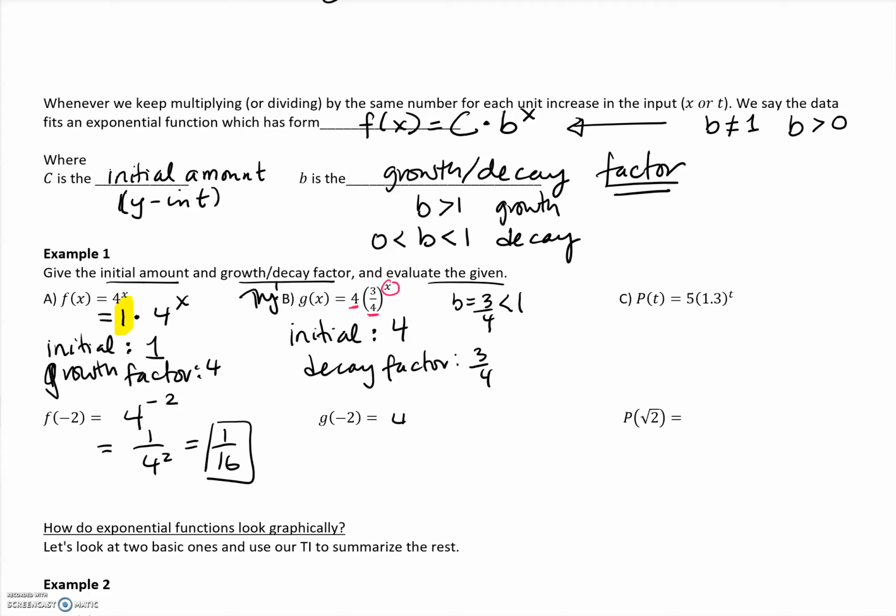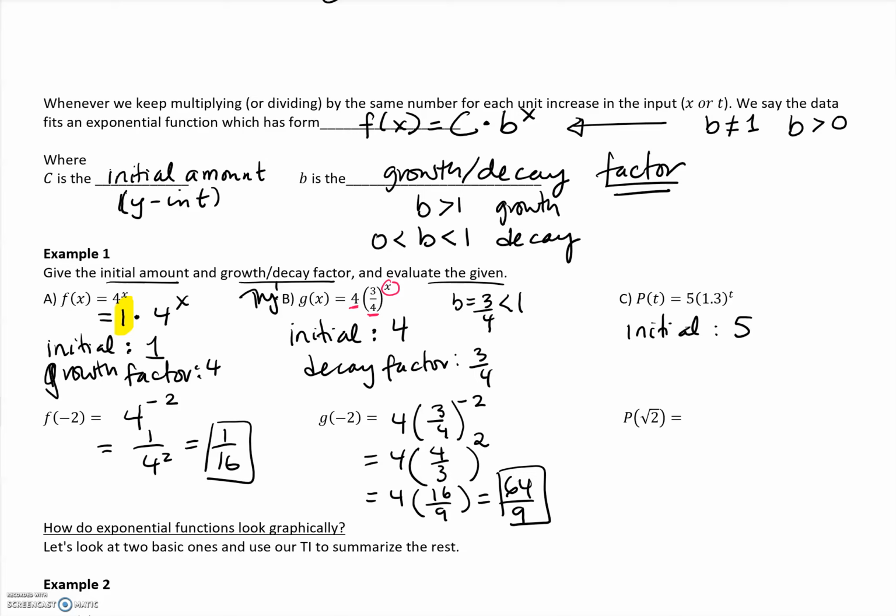So g of -2, no big deal. We're going to plug in -2 and find g of -2. That's going to create a reciprocal for my 3/4, make it 4/3 squared. So now I have 4 times 16 over 9, and that's going to give me 64 over 9 for my output. Part C, again, initial amount is 5, that's my c value. Then I have a 1.3 and that guy is bigger than 1, so again it looks like I have a growth factor of 1.3. In other words, I start with 5 and each time I go to the right, I multiply by 1.3 over and over and over.